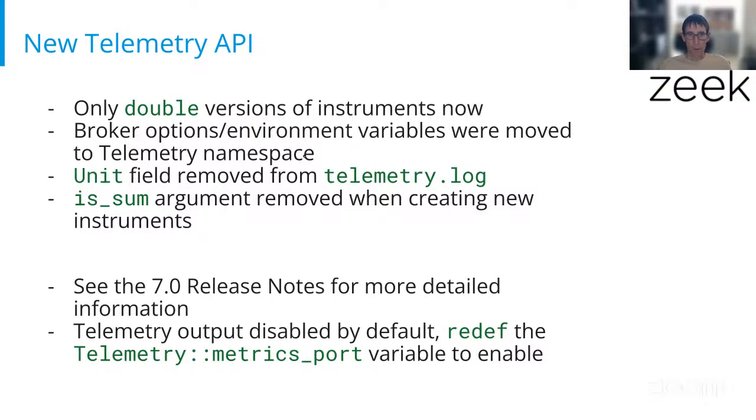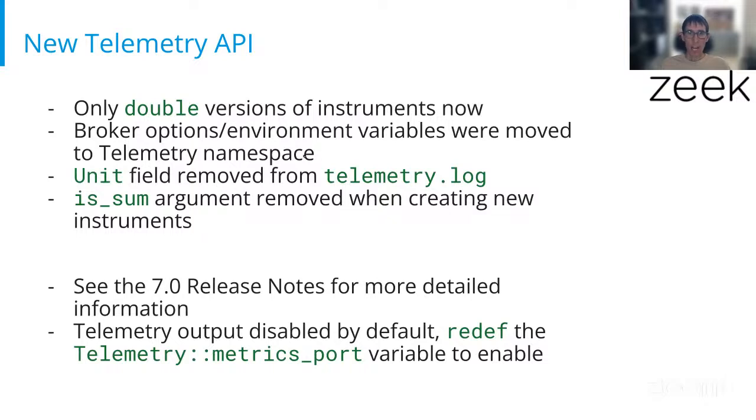Broker options and environment variables for telemetry were all moved into a new telemetry namespace. That means all like the broker underscore names, environment variables and all that are now just telemetry underscore. The unit field was removed from telemetry.log. We found that most of the time the unit field wasn't useful for anything.